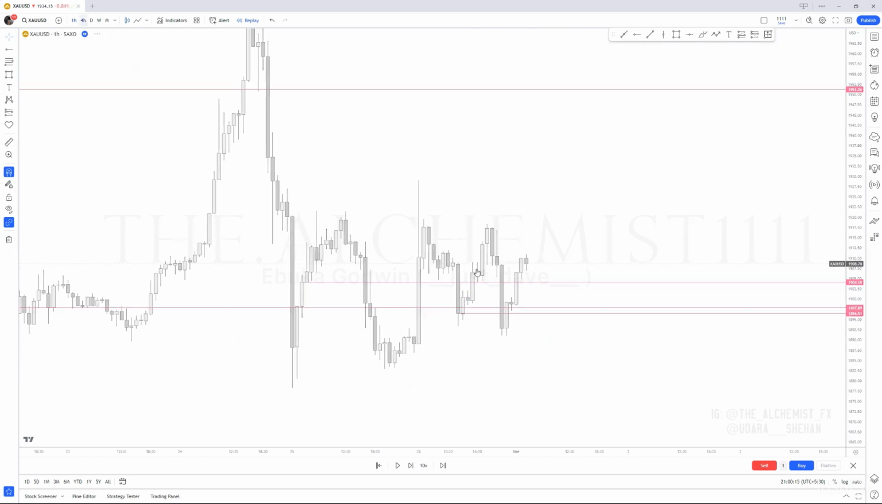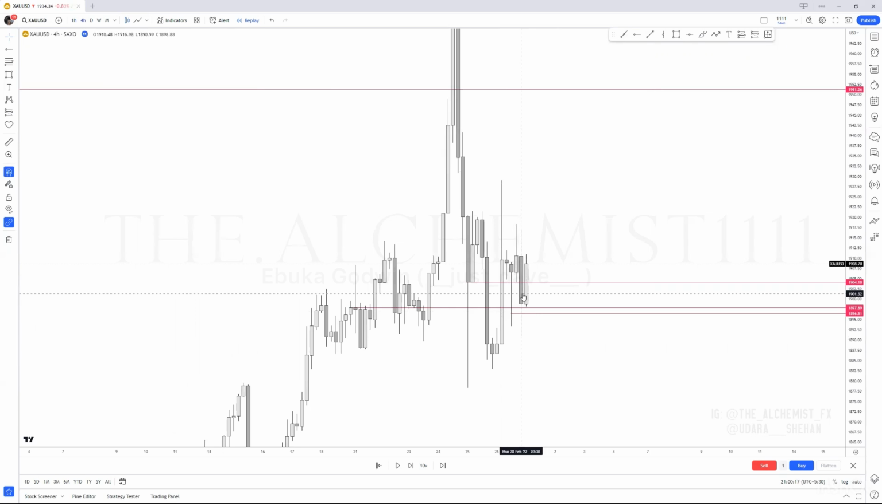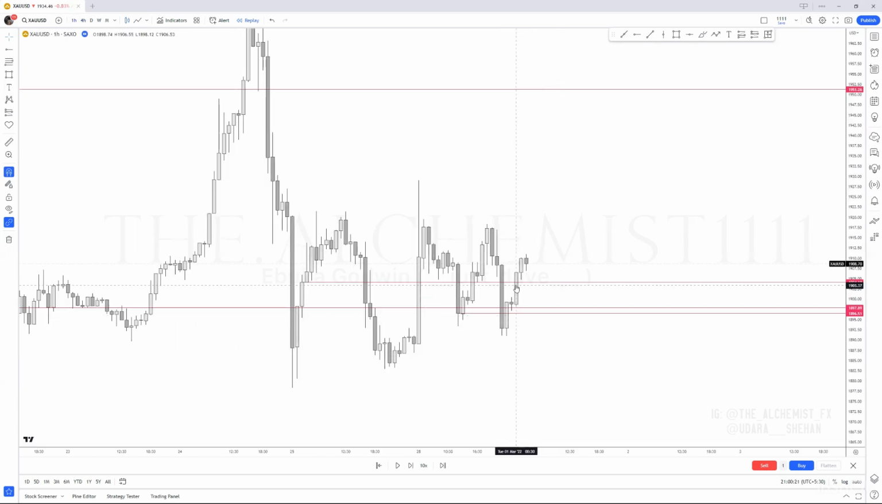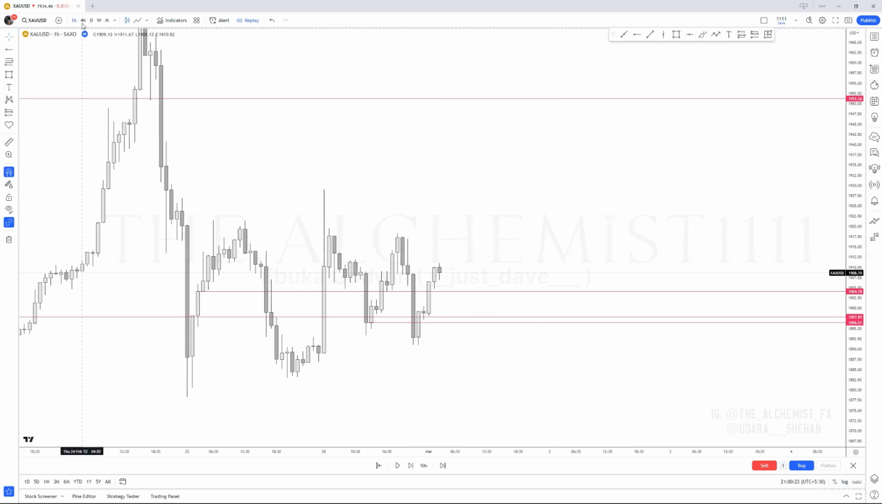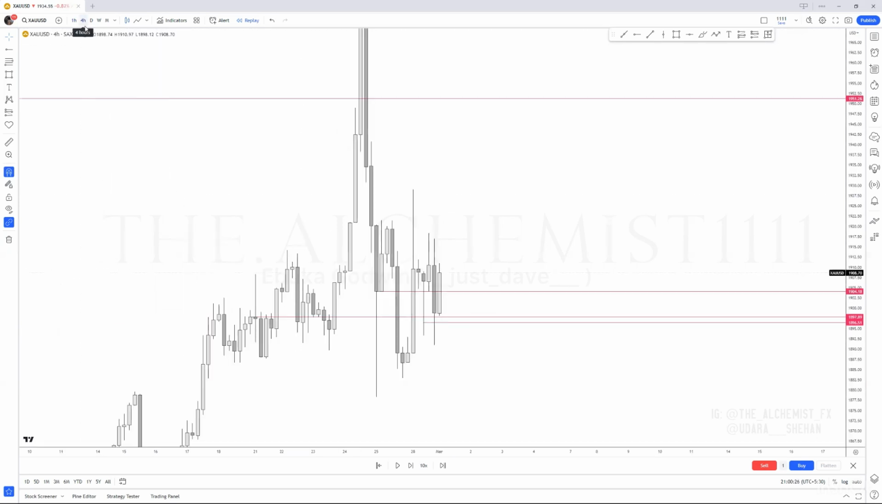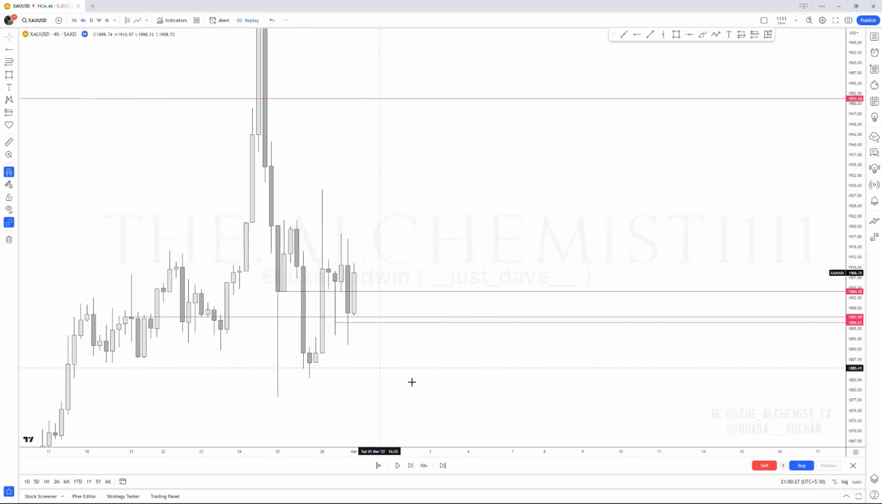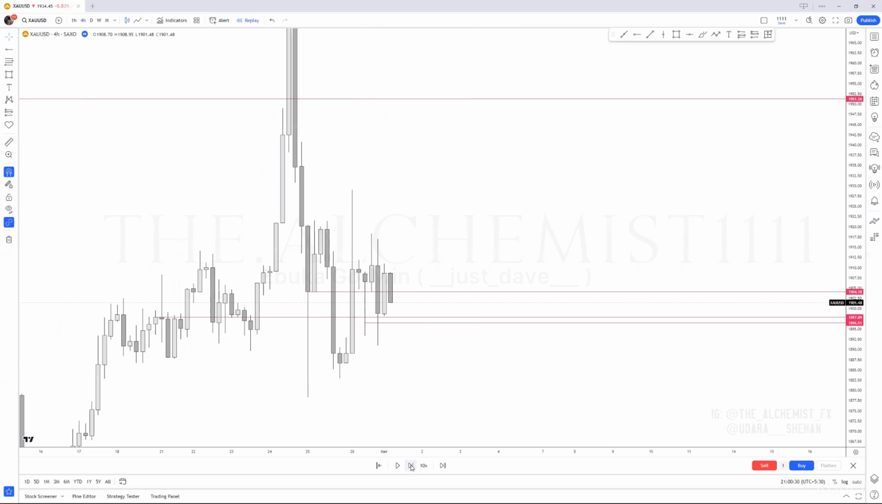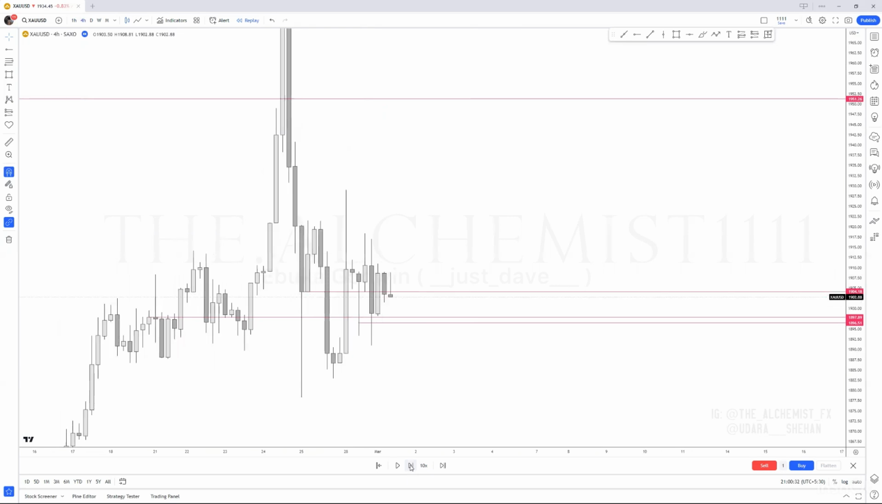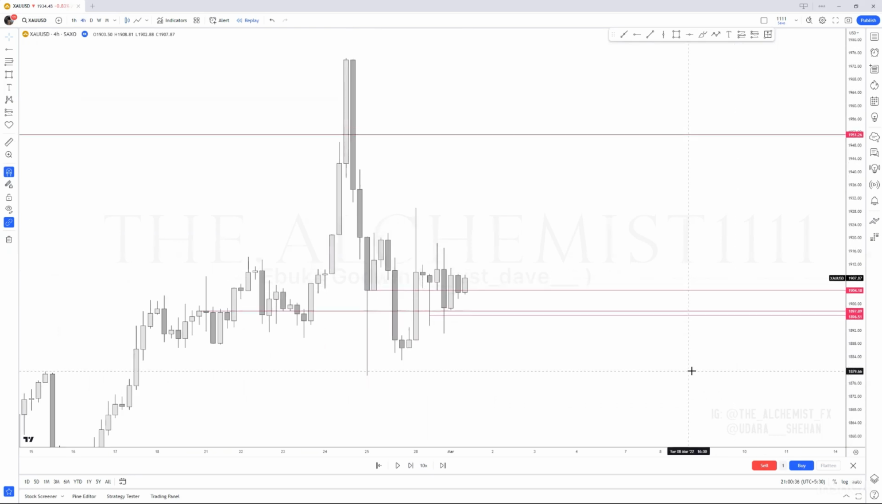Let's check H4. Trying to see a nearby level. I don't see any. Let's wait once again. Let's wait for Asia to end, and then we can decide what to do. First one, okay. Second one. So that is how Asia ended. Let's see what we could do here.